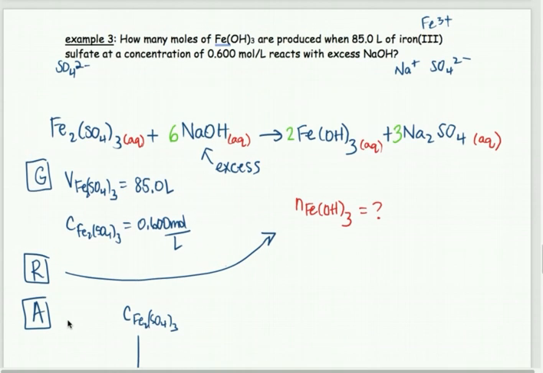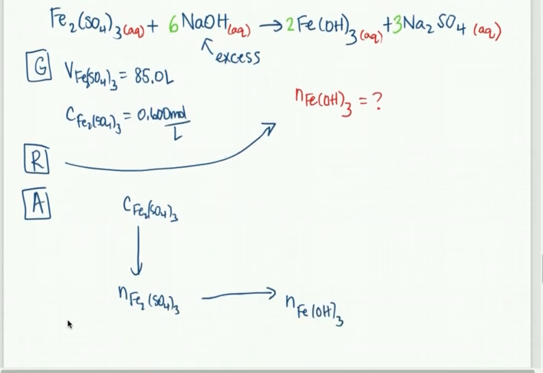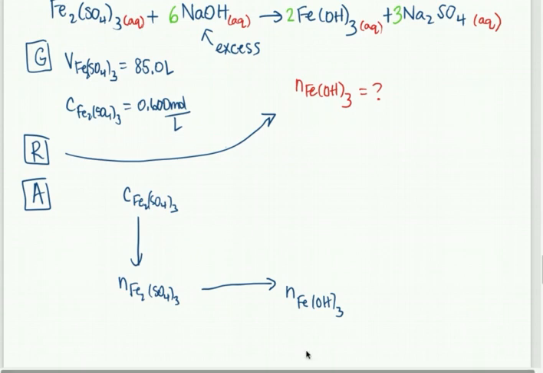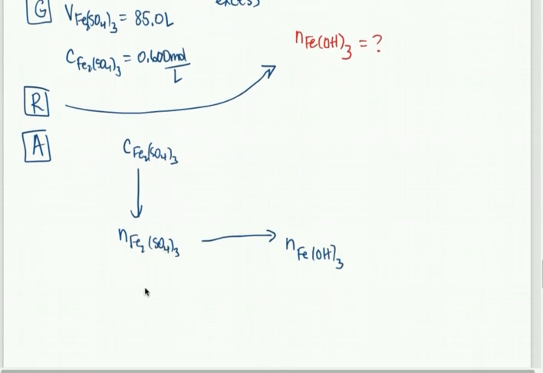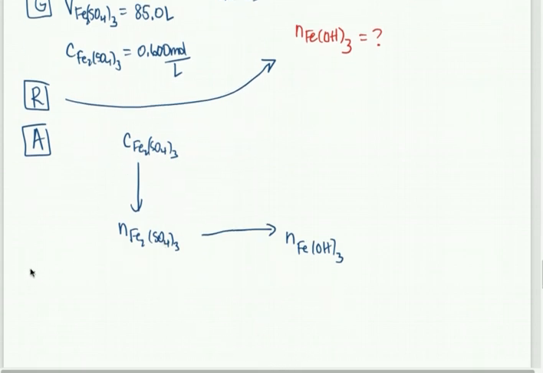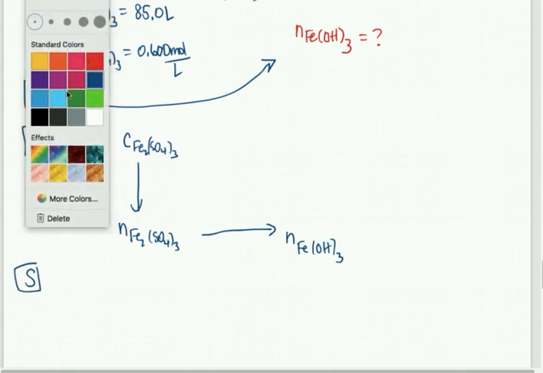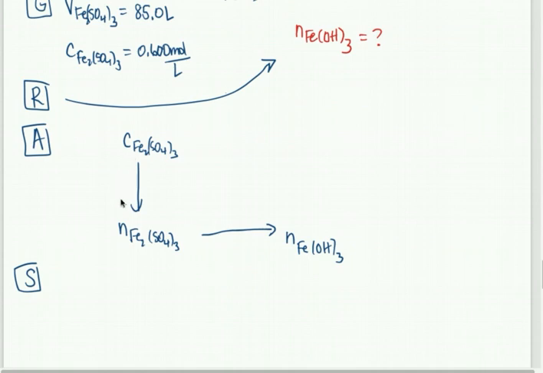Okay, so we're going to figure out how many moles of iron 3 hydroxide are produced. Okay, so just 2 steps here. All right, and then just to fill in the rest of our plan here. So in order to go from concentration to amount, we're going to take concentration and multiply by the volume. And then to get to the amount in moles of the unknown here, we're going to use mole ratio.